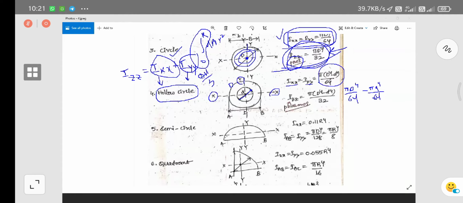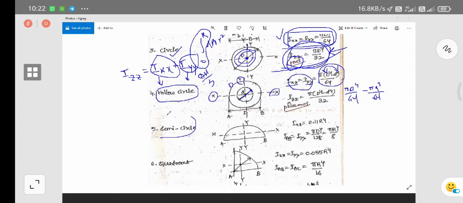So I get pi by 64, and in the parenthesis capital D power 4 minus small d power 4. It means only the variation in the diameters matters, so we subtract these two terms and multiply by pi by 64. Then you get the same moment of inertia about both central axes. Why the same? Because the axis of symmetry is the same about any axis.